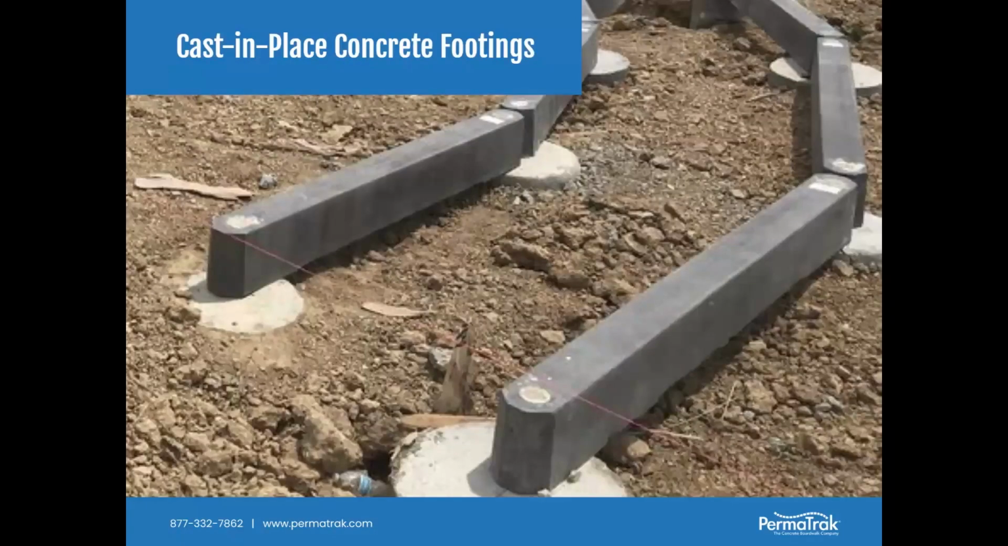Cast in place concrete footings could be circular, could be square. You're looking at a circular one here that's just extending down to frost depth, could be extending, say, 12, 18, 24 inches.